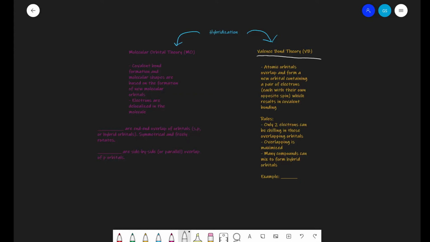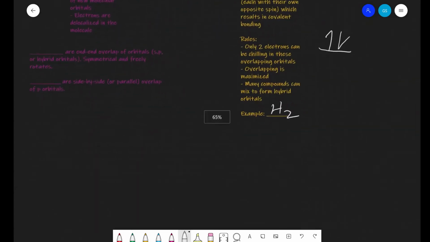It's basically this idea of orbitals coming together and mixing, and there are some rules that need to be observed. You can only have two electrons in that orbital, as we saw previously in our energy level diagrams. They must have an opposite spin, and overlapping is maximized. So let's look at an example of, let's say, H2, a diatomic element.